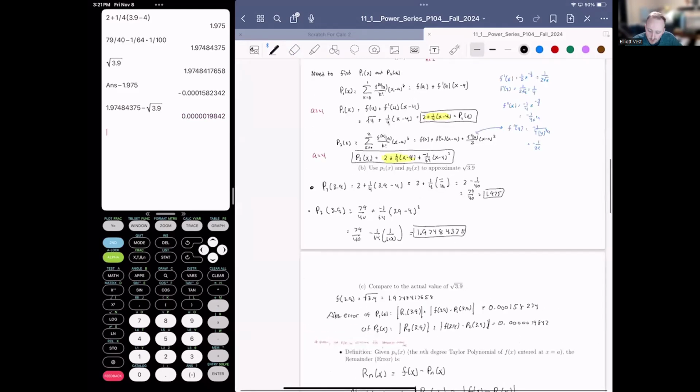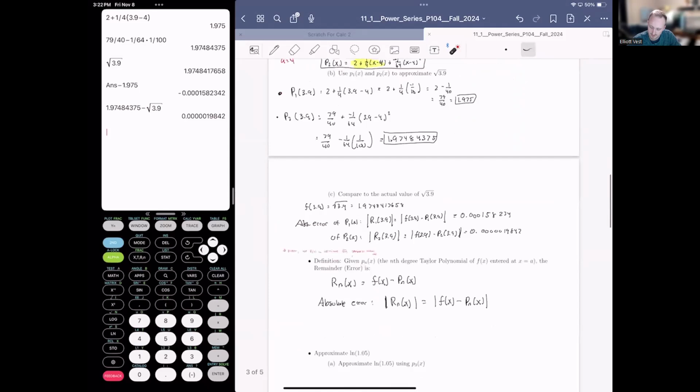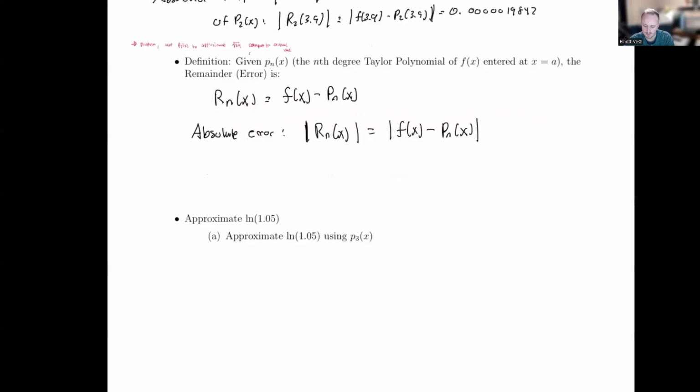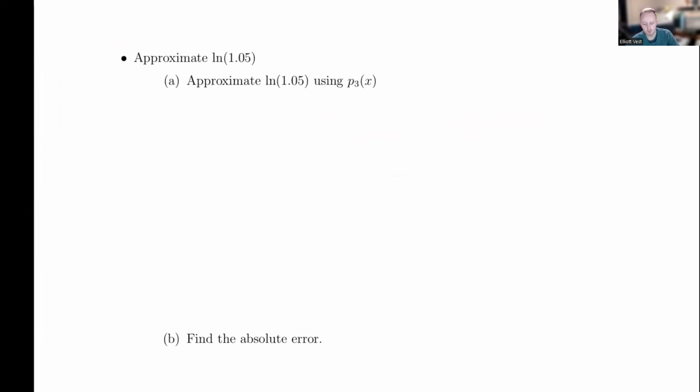The real thing I'm wanting us to do is being able to find these first or second or third or fourth order Taylor polynomials here. And that's just by finding derivative stuff like so. We're going to get to showing the graph version of this in a second, but let's just do one more. So let's approximate ln of 1.5 using P3 of x here.